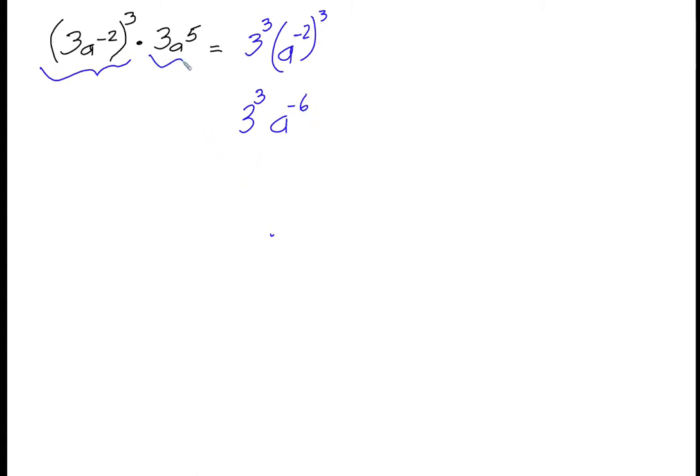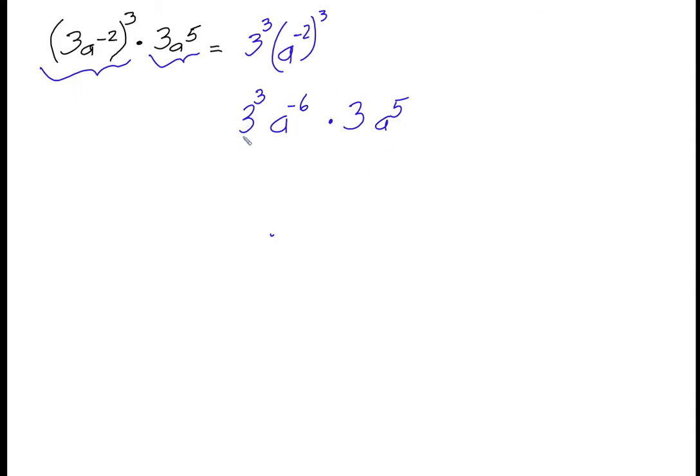Then we might think about this part. What we don't want to do is try and apply this exponent to the 3. If there's no parentheses, the exponent only touches the one thing it's right next to. If we want that 5 to apply to the 3, we would need parentheses around the 3a. So since it's not there, we just have a 3 to the first, just a plain old 3, and an a to the fifth.